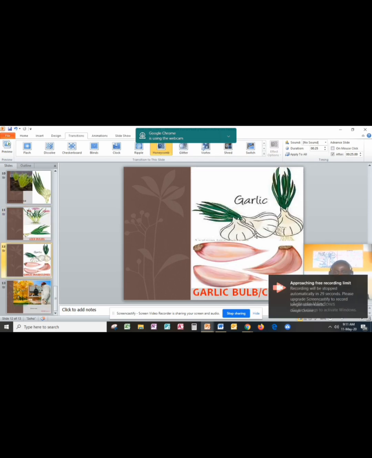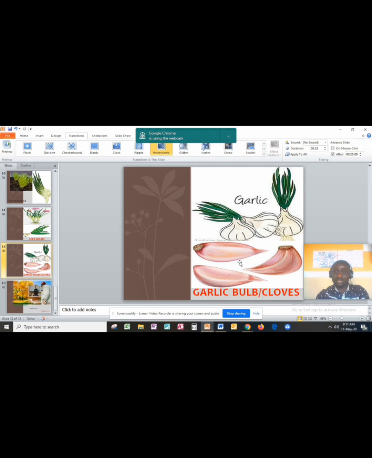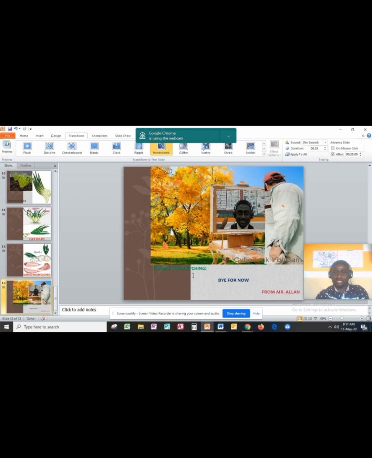And lastly is the garlic bulb. The garlic bulb is also a bulb that grows underneath the soil. I can break it into cloves like this when it's fully grown. Lastly, I would like to summarize by saying keep exploring more on tubers and bulbs to study more geophytes.